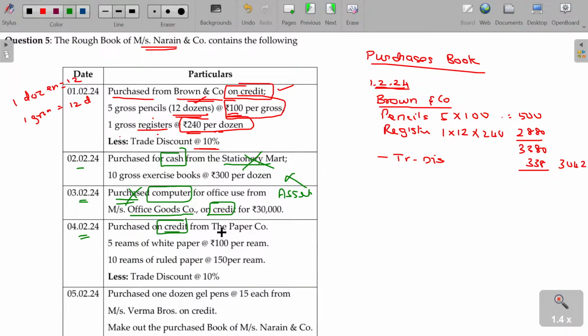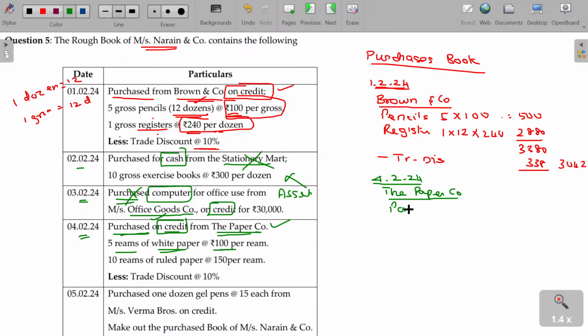And 4th February, purchased on credit from paper company. Definitely the name should be taken and purchases should be taken here. Now, this will be posted in the purchases book, 4th February 24. Purchases is from paper company, so the name is very, very important. He is our creditor. We are liable to pay them back later on. 5 reams of white paper, rupees 100 per ream.